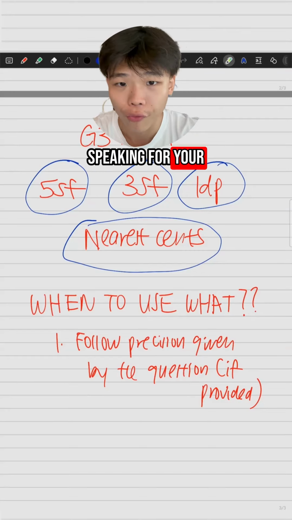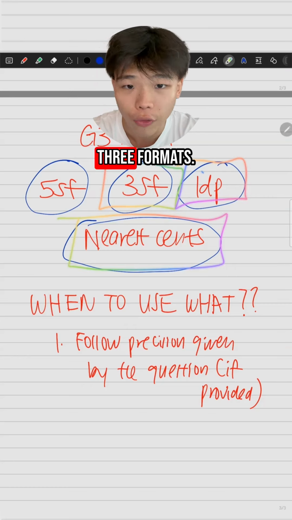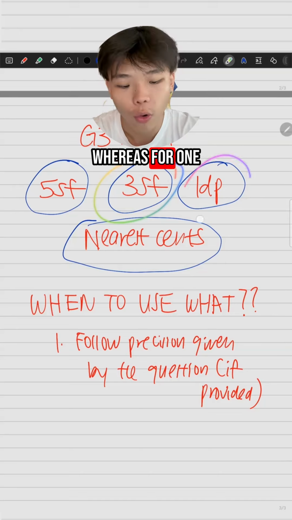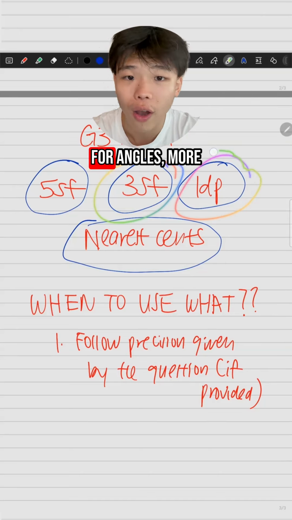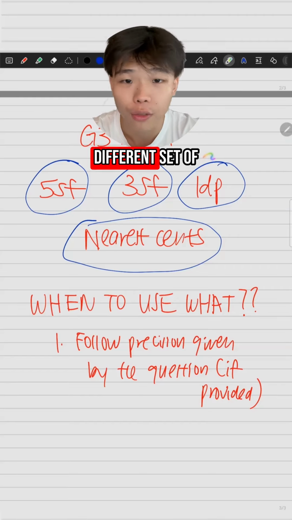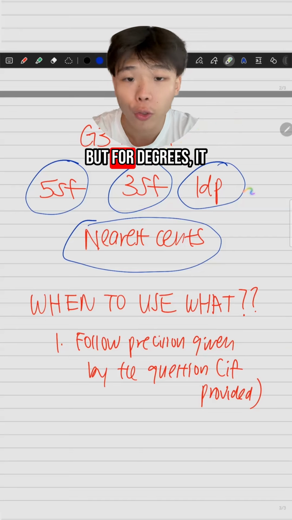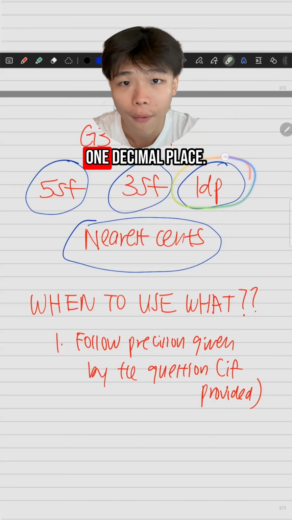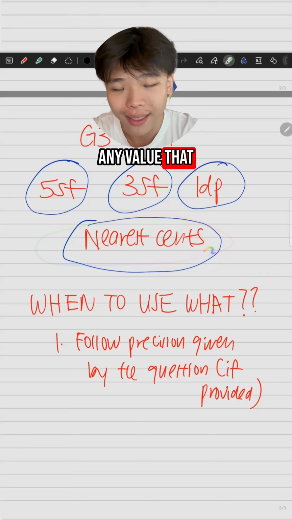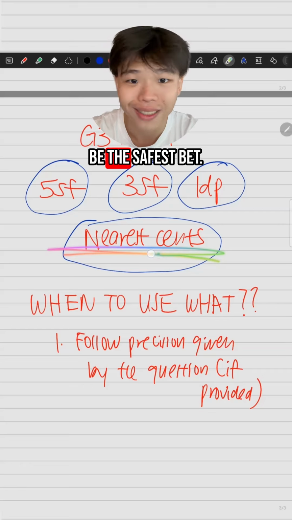And typically speaking, your final answer should be represented in one of three formats. 3SF is for generally any value that you deal with, whereas 1DP is specifically for angles, more specifically for degrees. In Sec 3, you will learn a different unit for angles called radians, and radians will fall under 3SF. But for degrees, it will be specifically 1 decimal place. And last but not least, nearest cents will be for any value in dollar notation. So if you have dollars, nearest cents will always be the safest bet.